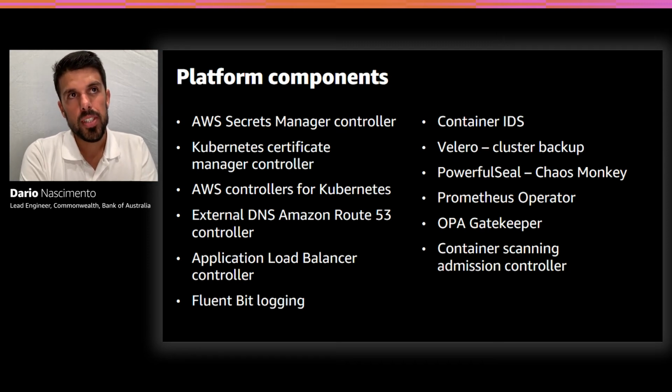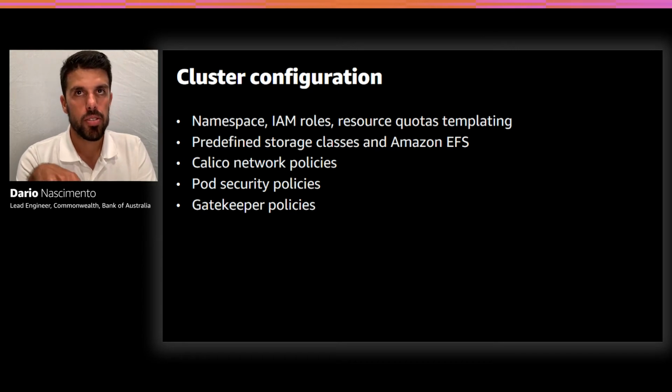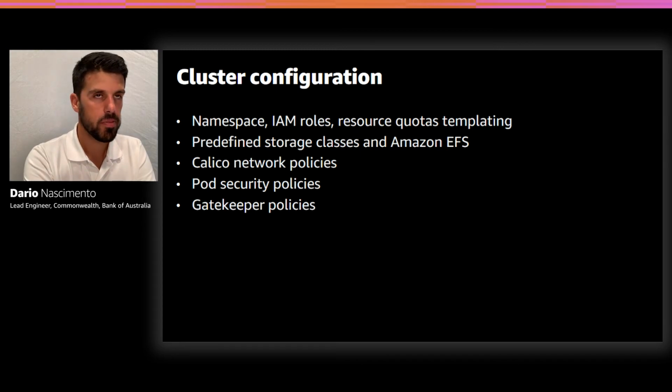As for cluster configuration, we use Argo CD to distribute a template configuration for namespaces and RBAC. When Argo CD applies this RBAC, users lose privileged access, and we can enforce least privilege. In addition to that, Argo CD also creates storage classes, pod security policies, and Gatekeeper policies.